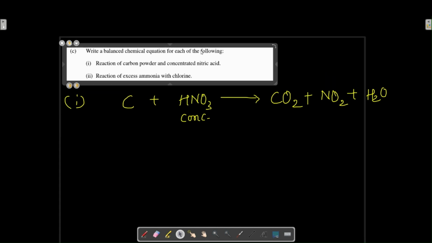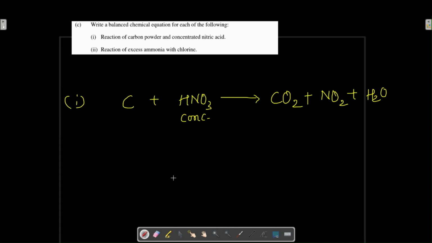This is your skeletal equation. Let me just move this. Okay. Carbon, identify the elements. Carbon elemental state 0, right? Carbon elemental state 0. Here CO2: X plus 2 into minus 2 for oxygen, so X will be plus 4. So plus 4 for oxygen.